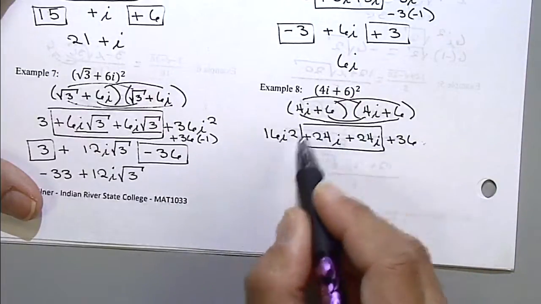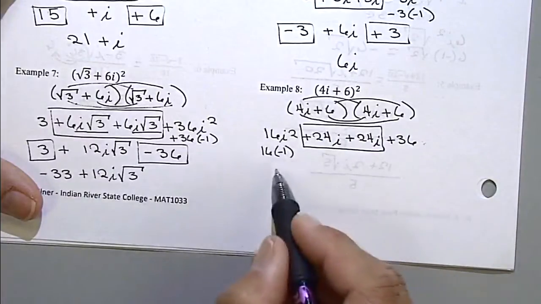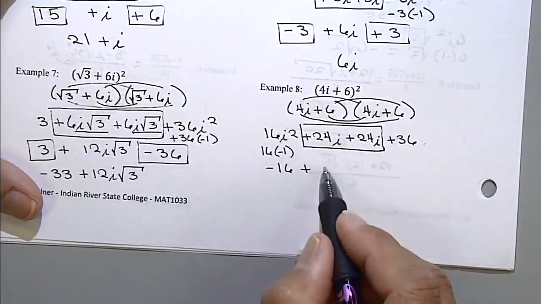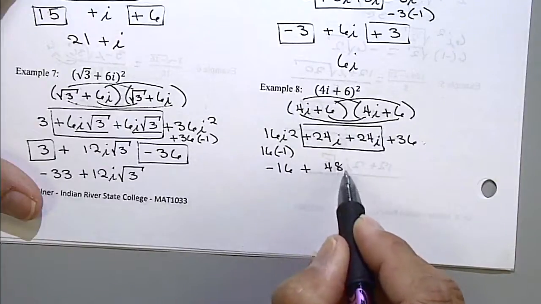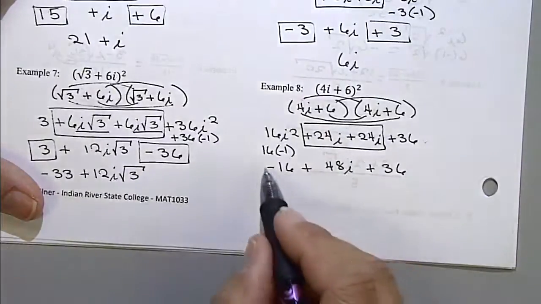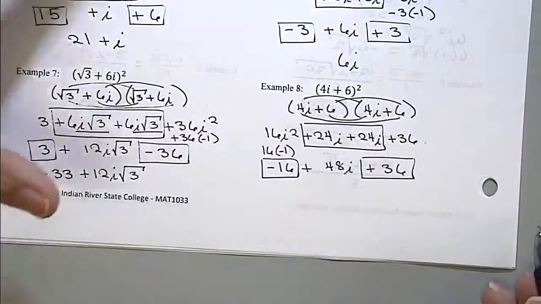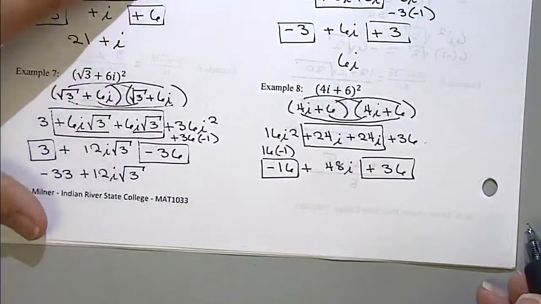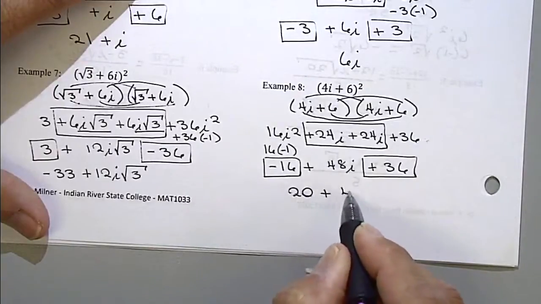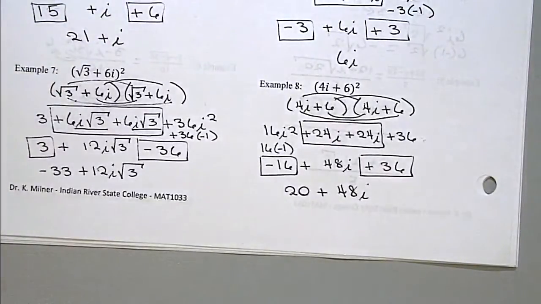These are the same, and this is 16 times negative 1, right? 16 times negative 1, negative 16. And then I'm going to add together these i's, and I get 48 of them, plus 36. Okay. Then I can combine these. Really, it's the same thing as saying 36 minus 16, isn't it? So that gives me 20 plus 48i. I don't think I can do anything else to that.